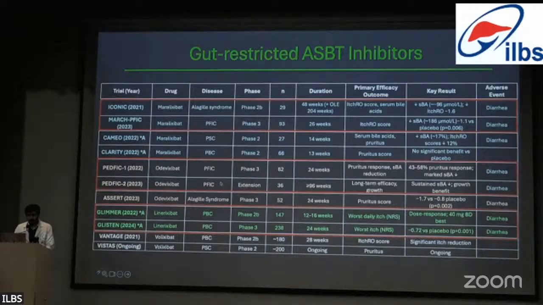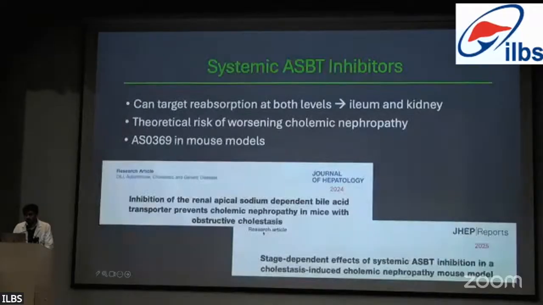When we talk about adults, maralixibat has been assessed in PSC and PBC, but the heterogeneity in the data and in the response does not give us any conclusive results. Linerixibat has been utilized in PBC. There is a phase 2b and 3 trial, and this has shown a dose response of itch in patients, and with a dose of 40 milligrams twice a day, the pruritus has significantly improved. So this is currently undergoing FDA evaluation for approval for PBC. Apart from that, linerixibat has also shown improvement in sleep in these patients.